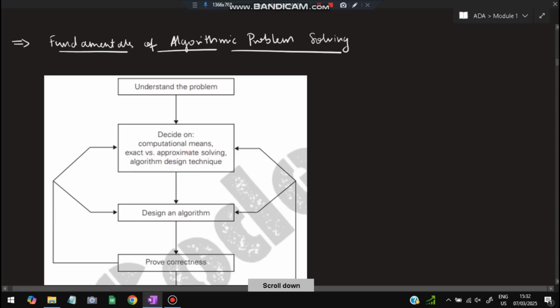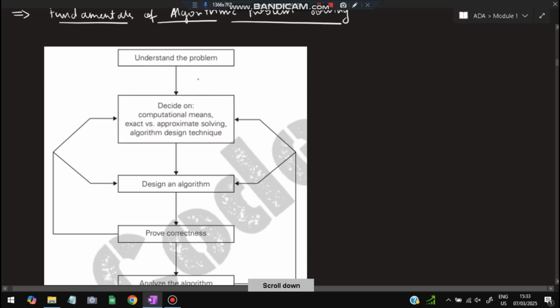Next topic is the fundamentals of algorithmic problem solving. To solve a problem, you need to create a flow chart. This is also very important from the exam point of view. This same flow chart you have to make, and for each point you have to write 2 to 3 key points that I'll be discussing. These are the key points you need to remember.